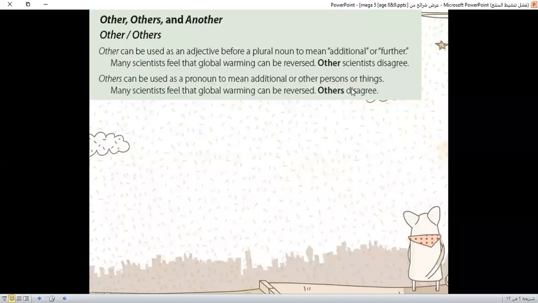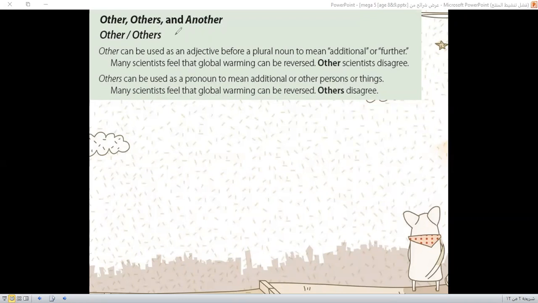Today our grammar is going to be very easy. It's all about how I add things. What are the words that I use to add things? Maybe you're familiar with them: other, others, and another. Okay.